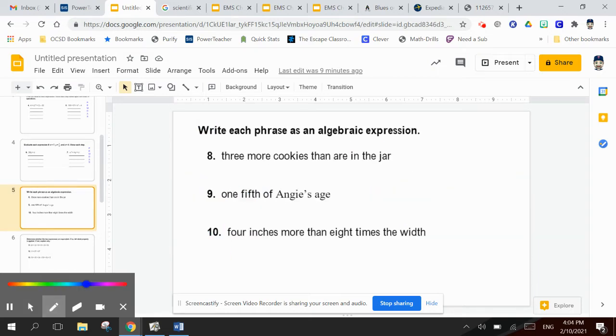Number 8, 9, and 10, you have to write each phrase as an algebraic expression. You choose the variable that you would like to use. I will use W in all of mine.